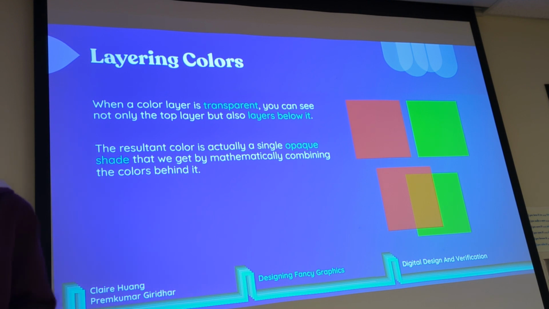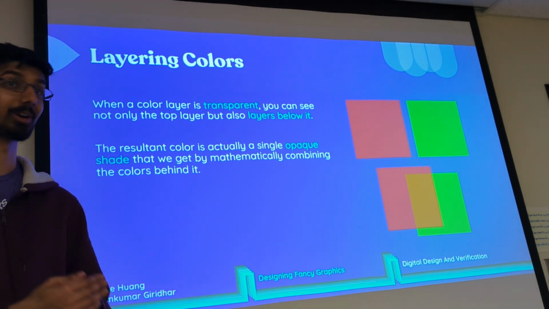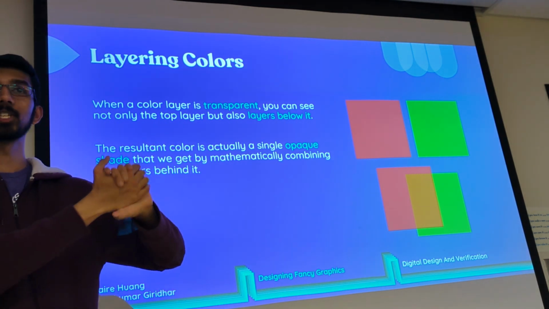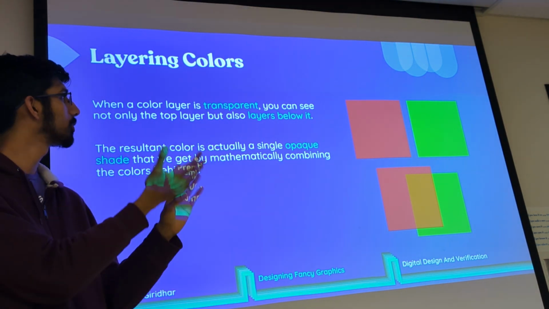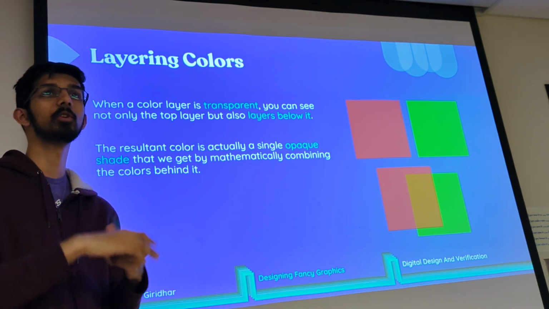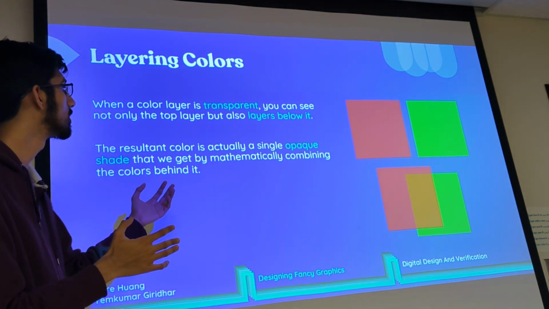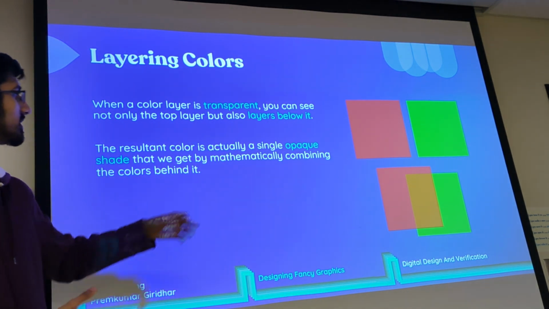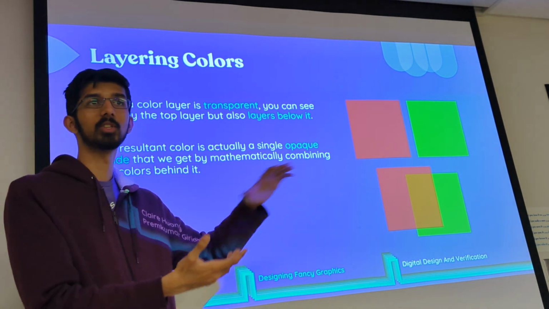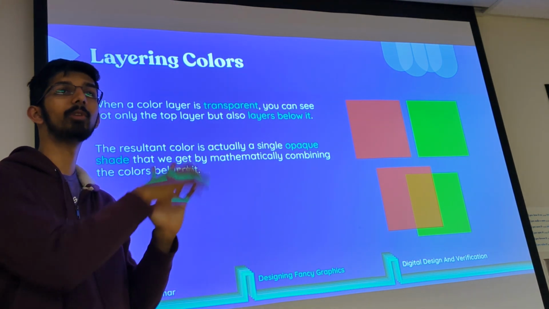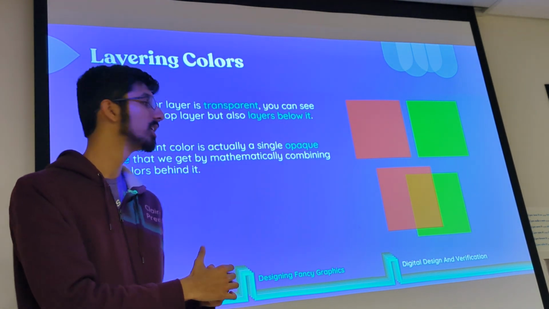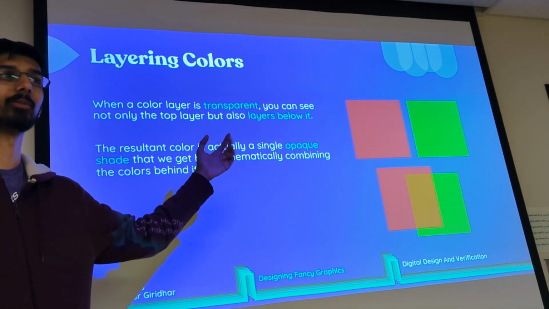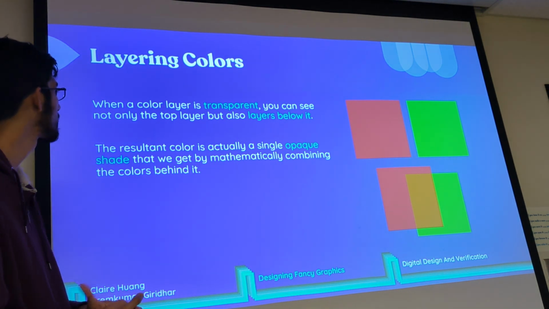So, now we will talk about color composition and the formula for color composition. If you have a transparent color layer on top of another color layer, you're not only going to see the top layer, but also some effect of the colors below. In this case, we have red with green behind it, and red is on top because the resulting thing is orange, which is mostly red. You mostly see what's on top, but you also see the lighter shade of green causing the red to become much lighter.